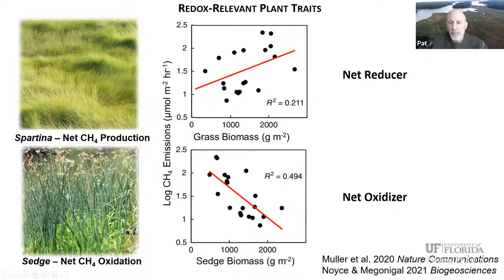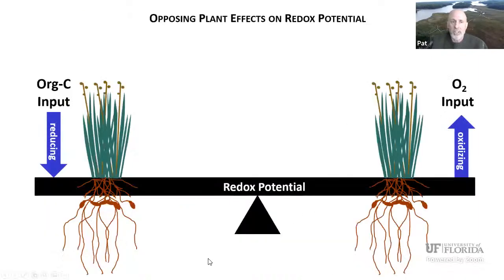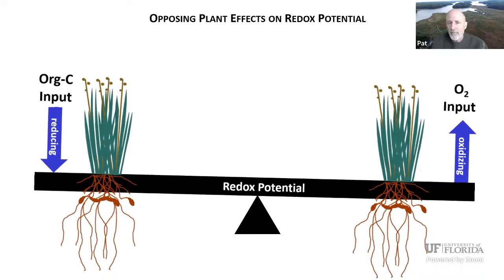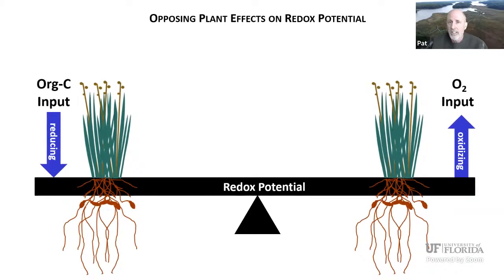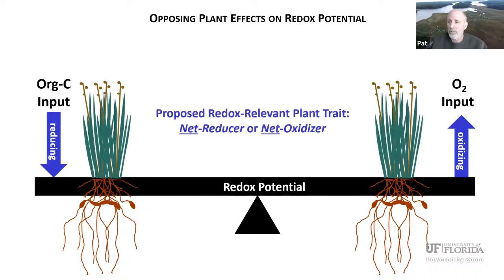The sedge shows the opposite pattern. And so in this paper by Genevieve Noyce in 2021, we dubbed these net reducers and net oxidizers. Basically, we're saying perhaps we can classify plants as one or the other. That would be very handy, because it is true that certain types of plants tend to introduce more carbon than they do oxygen on the left, or more oxygen than they do carbon on the right. And so they each have their own particular balance between these opposing effects on redox potential. And we may be able to use that to classify them in some useful way as either net reducers or oxidizers.